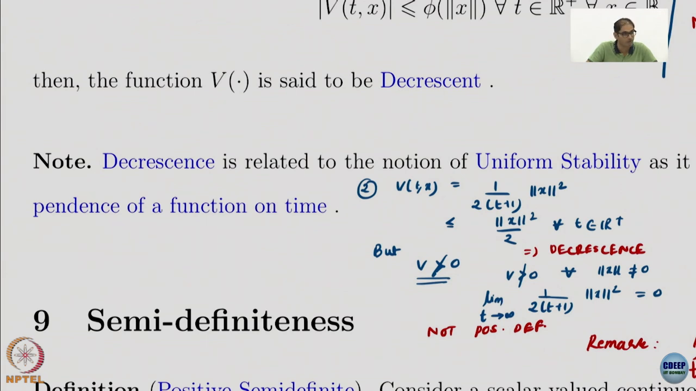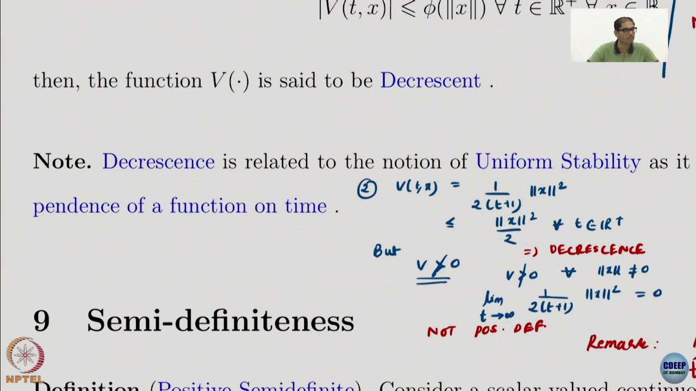So for non-negative t, this is of course being dominated by norm x square by 2, right? So I am done, okay, decrescent. Now obviously it is not positive definite though. I hope you understand by the same argument.